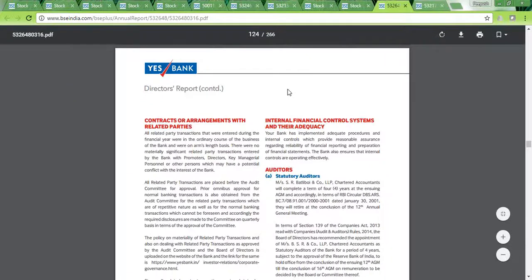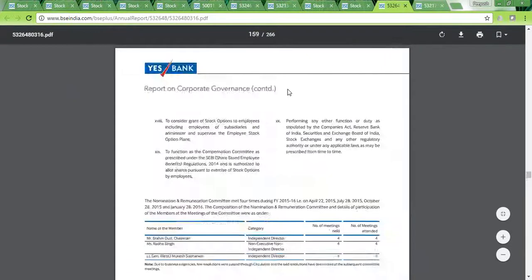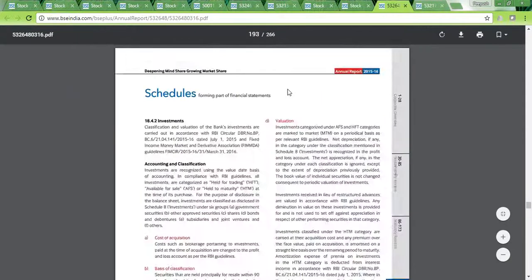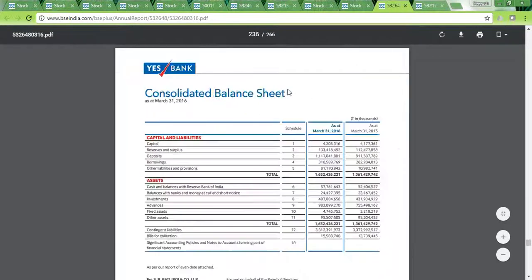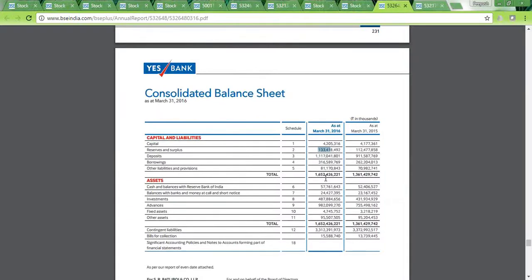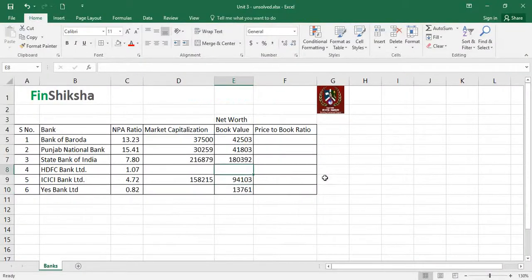Let's go to Yes Bank and try and find out what's the book value for Yes Bank. Go to the consolidated data, that's here. Capital is 420 crore 53 lakhs and here we have 13,341. So 420 plus 13,341 is what we get here. Yeah, so that's the data here.